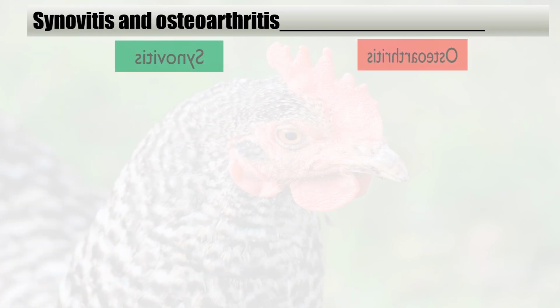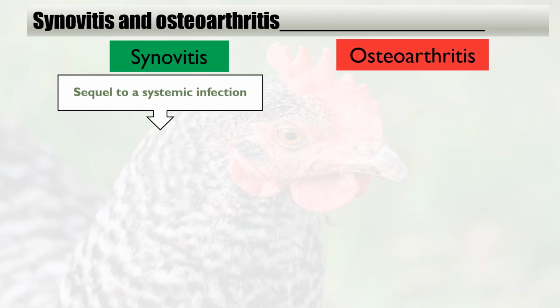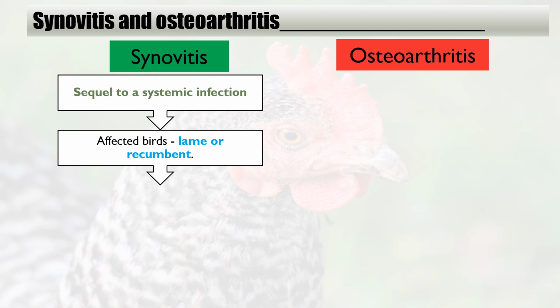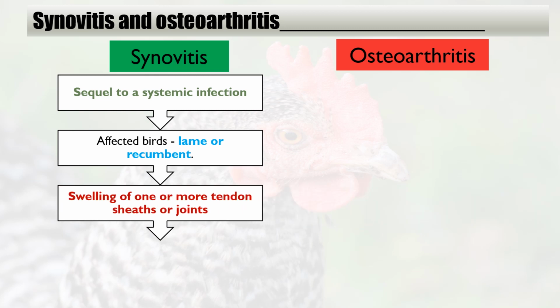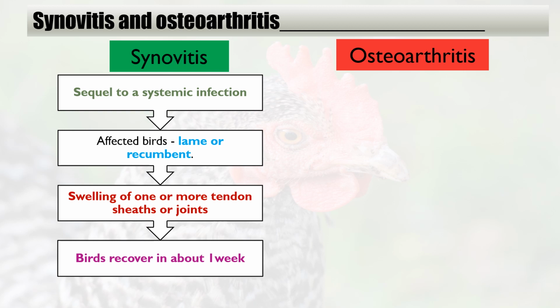Synovitis and osteoarthritis is a frequent sequel to a systemic infection. Affected birds are lame or recumbent. There is swelling of one or more tendon sheaths or joints. With synovitis, many birds will recover in about 1 week.